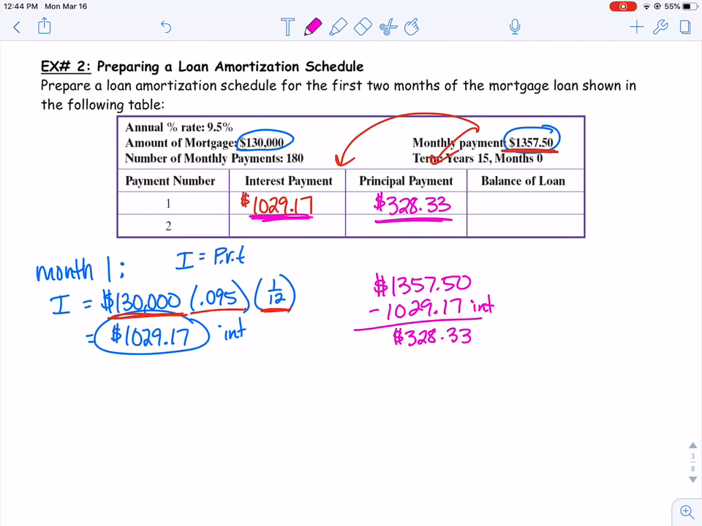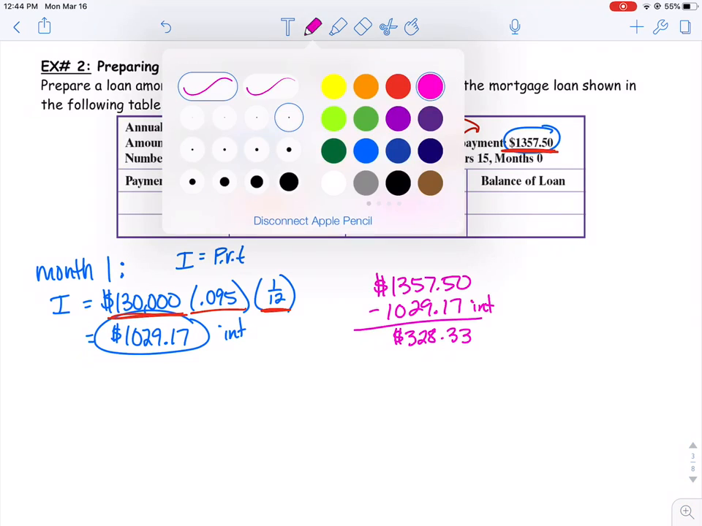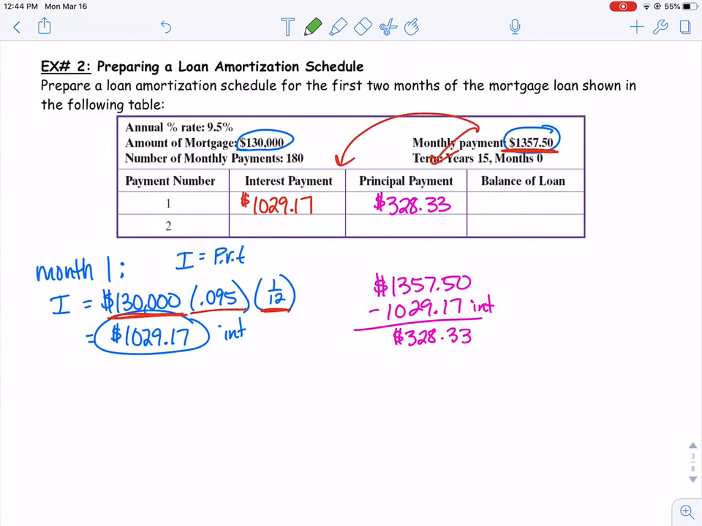This part is going toward interest. This part is going toward my home for the total of the $1,357.50 payment, right? Okay, so if I make a payment of $1,357.50 and only $328.33 is going off my balance, well, now how much do I owe?